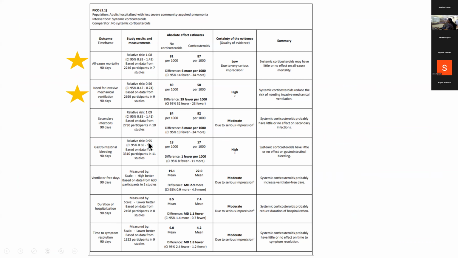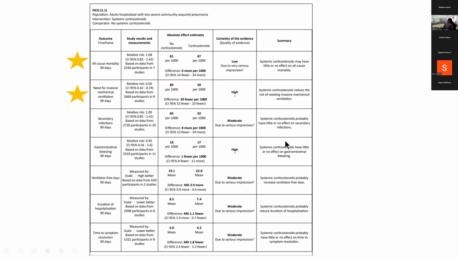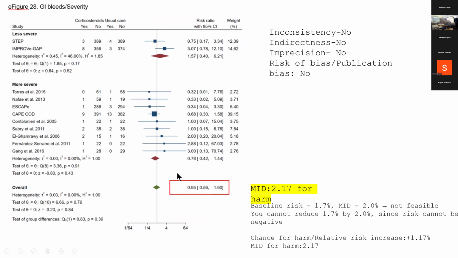Why do you think serious imprecision? It crosses one side. The word serious means one down. Very serious is two down. One down is serious, two down is very serious. So here it's very serious. This is just serious. So for GI bleed also there is no difference, and it is a strong evidence.